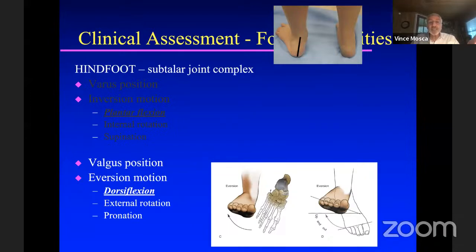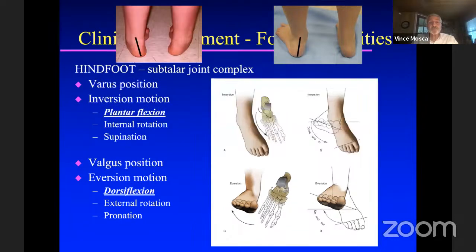So eversion that assumes a valgus static position is dorsiflexion up and external rotation out of the subtalar joint under the talus. Eversion is dorsiflexion and external rotation up and out of the subtalar joint. So there you have the two static positions on top, inversion down and in, eversion up and out. Cavus varus feet are turned down and they're rotated inward, and flat feet are everted, externally rotated up and out.